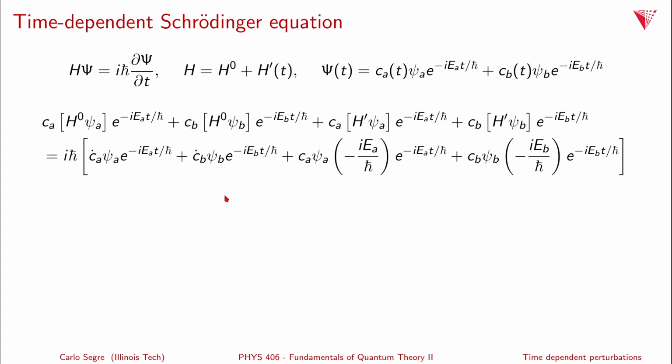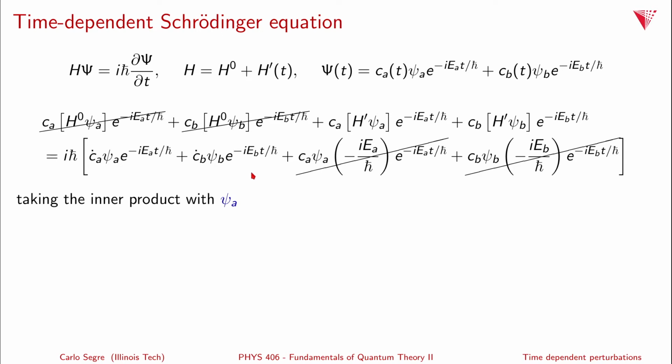Now if you look carefully at this, when you pull the iħ bar into this bracket, this term here becomes Ca ψa Ea times the exponential, and this one similarly Cb ψb Eb times the exponential function. But those two terms are exactly the same terms as you would get when you apply H0 to ψa, because then you get Ea ψa, and when you apply H0 to ψb, you get Eb ψb. And so those four terms will cancel. You're now left with four terms. Two on the left side up here, and two on the right side.